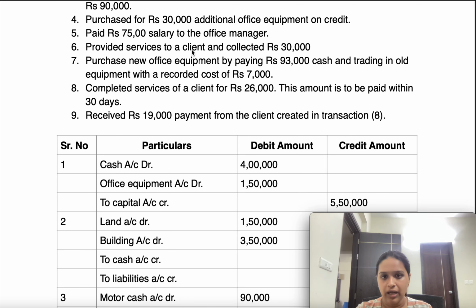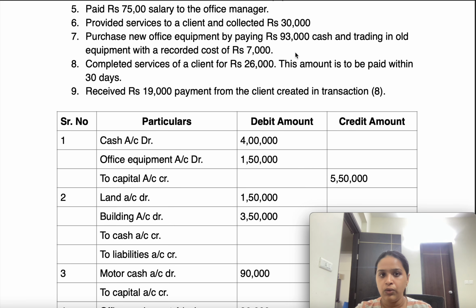Provided services to a client and collected 30,000. So it is your income, and income should be credited, and you receive the cash, so cash account debit to income.